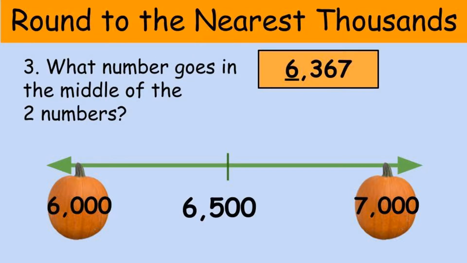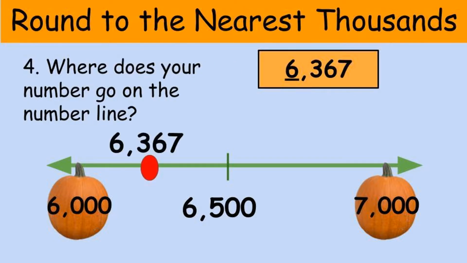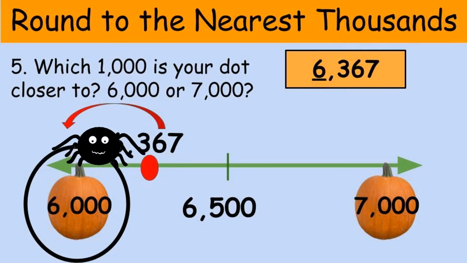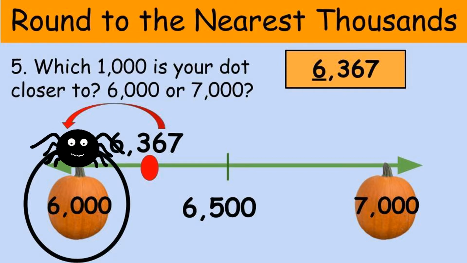What number goes in the middle of 6,000 and 7,000? That's right, 6,500 goes in the middle of 6,000 and 7,000. Where does your number go on the number line? Put a dot where it's located so you can see if it's closer to 6,000 or 7,000. If you said that 6,367 is closer to 6,000, then you are correct. It's in between 6,000 and 6,500 on the number line. So when you round 6,367 to the nearest thousands, you get 6,000.